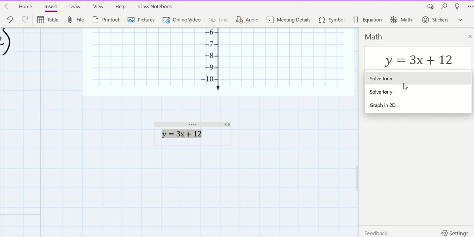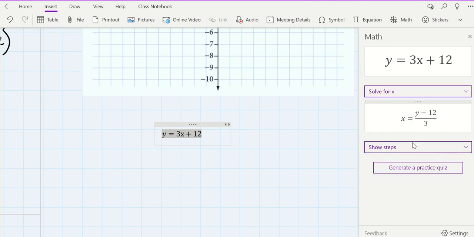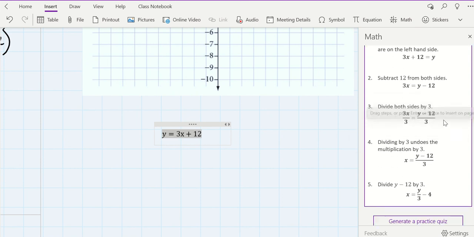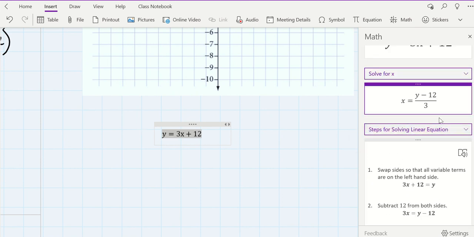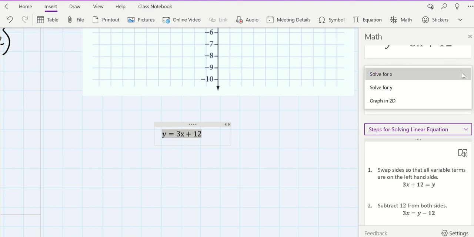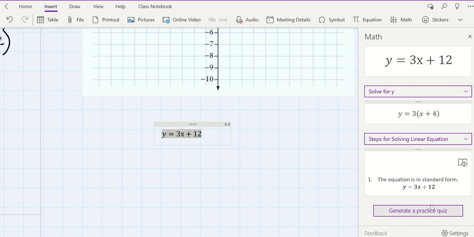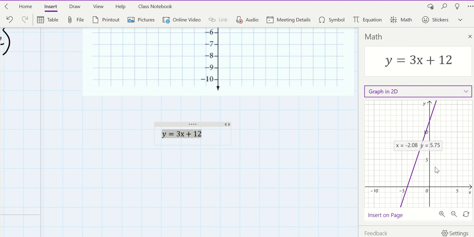We select an action, we can solve for x, show steps. So this will show you the steps here in solving for x. We can get it to solve for y as well. So show steps. Oh yeah, it's in its standard form. And then we can also get it to graph. And it generates a graph for you too, which is the same as what we did before up here.